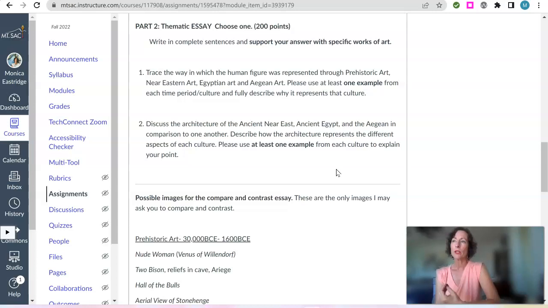So again, think of artworks from the periods that we have covered that you like, that makes sense with the topic. The first example is talking about how the human figure looks in art through the different cultures we've learned in class so far. So that means you would pick out your favorite example of a human figure in the prehistoric era, in the ancient Near Eastern era, in the Egyptian era, and the Aegean era. You'd want to name them as best you can, and then you'd want to describe them, explain them, and tell me how they are an example of that culture.